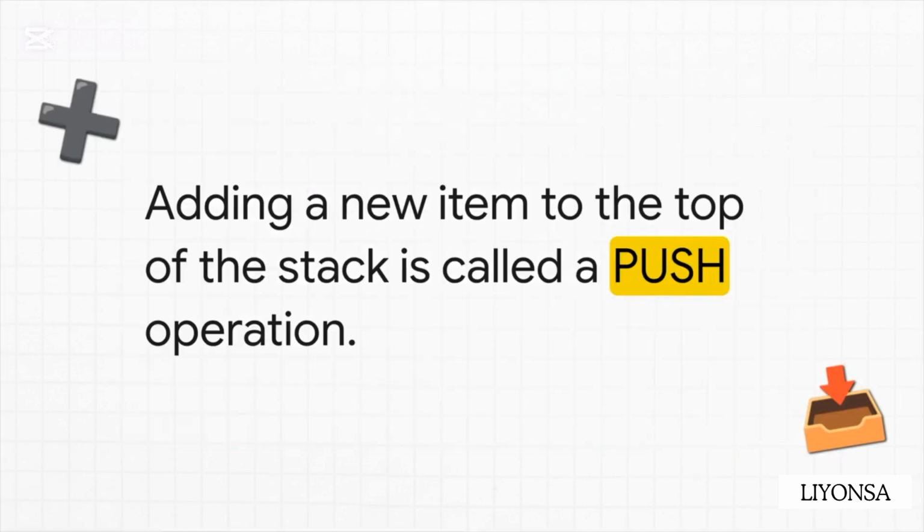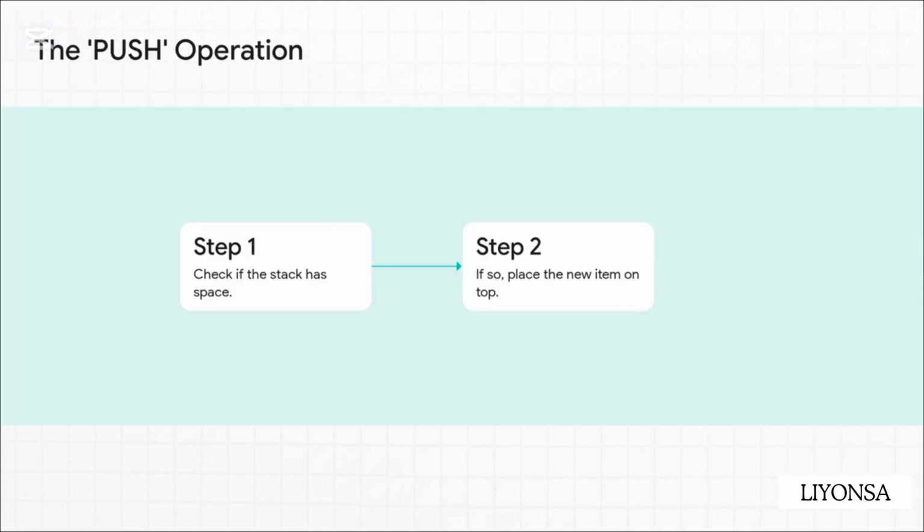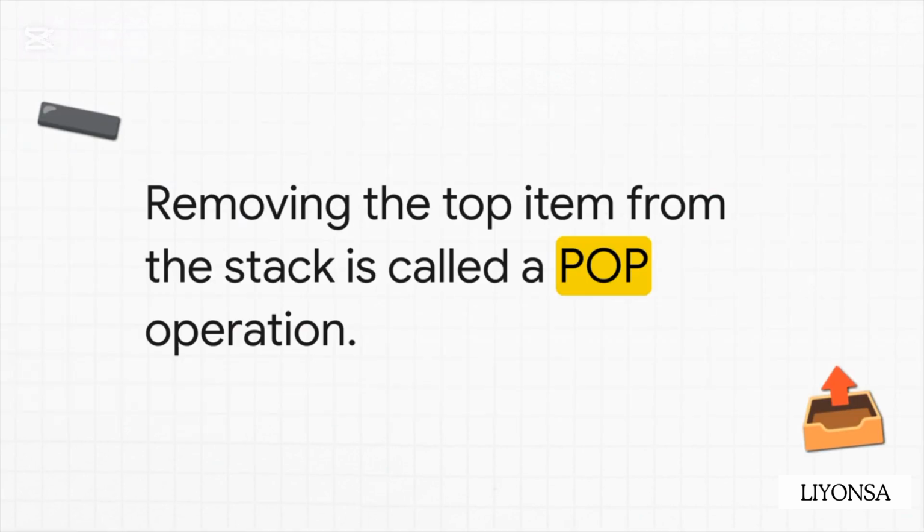Okay, so there's some lingo here, but it's easy. When you add a new item to the top of the stack, putting that clean plate on the pile, that's called a push. And it's a really logical two-step thing. First, the computer just checks, hey, is there even any room here? Because you can't just keep piling plates on forever, right? If there is space, then boom, the new thing gets placed right on top. Simple as that.